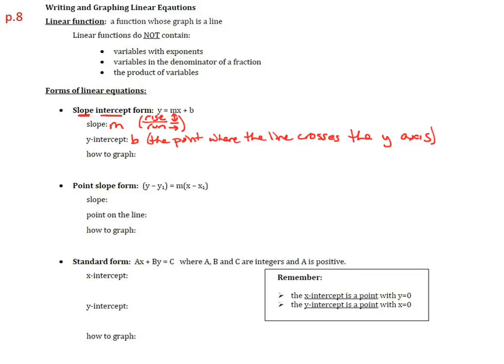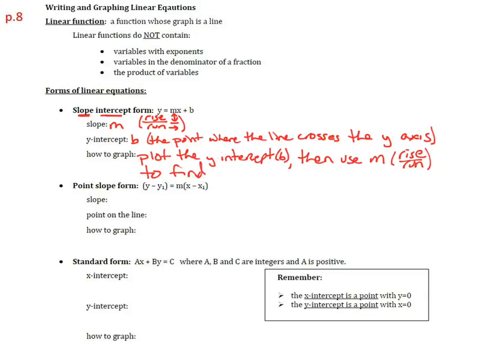Alright, so again, y-intercept, the point where that line crosses the y-axis, that's our starting point. So we're going to start by plotting the y-intercept. And that's our b value. And then from there, we're going to use our slope, the m, with the rise over the run to find some more points and then connect them with a line. So we're going to use slope to find more points, and connect it with a line.